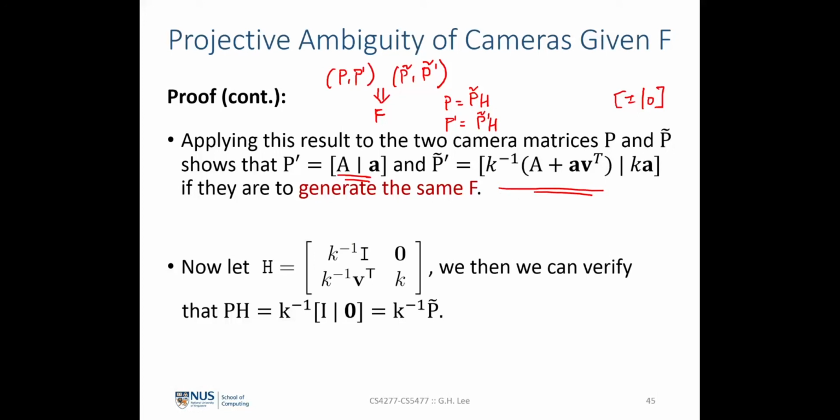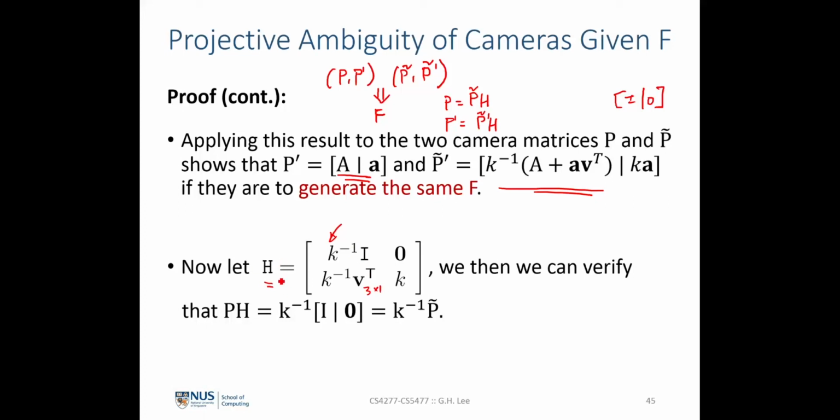And it is not difficult to see that now P and P tilde prime, these two camera matrices, which are the second view of the respective camera projection matrix pairs, are actually related by a 4 by 4 matrix given in this particular form, where K here is what we have defined earlier on to be a non-zero scalar value, and V would be an arbitrary 3 by 1 vector that we have defined earlier on. Hence, there are altogether 4 degrees of freedom inside the particular H matrix over here.